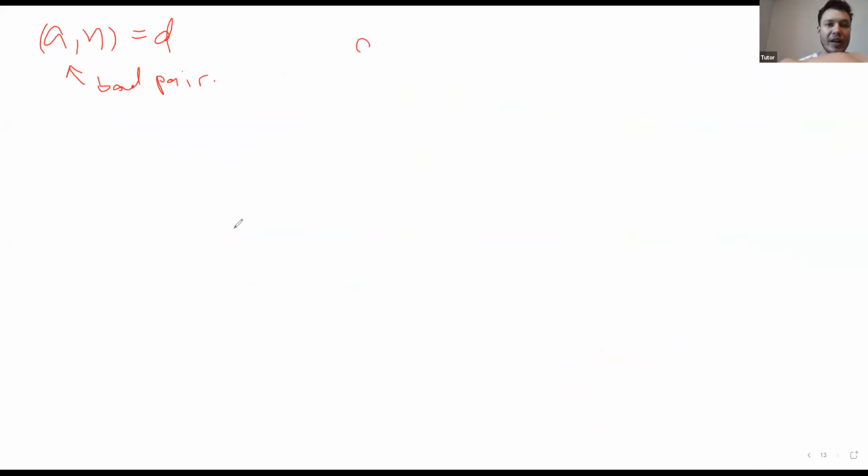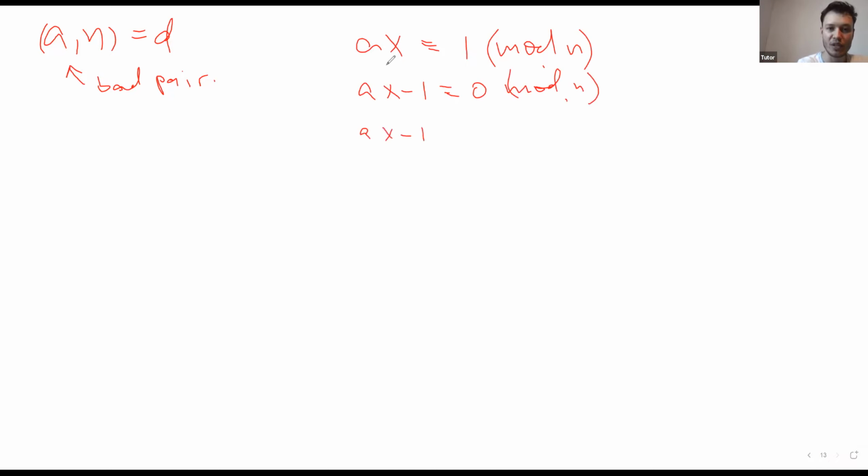Ideally, I would want to find some AX that's going to be congruent with 1 mod N. So I would want to find something that's a modular inverse. But what is the problem with this? Well, the problem is that AX minus 1 is going to be congruent with 0 mod N, right? So this would mean that AX minus 1 is going to be some N times D, right? And then the problem is that this is a multiple of D, this is a multiple of D. So actually this one also needs to be a multiple of D, but it's not, right? So this is a contradiction. There is no modular inverse for A.